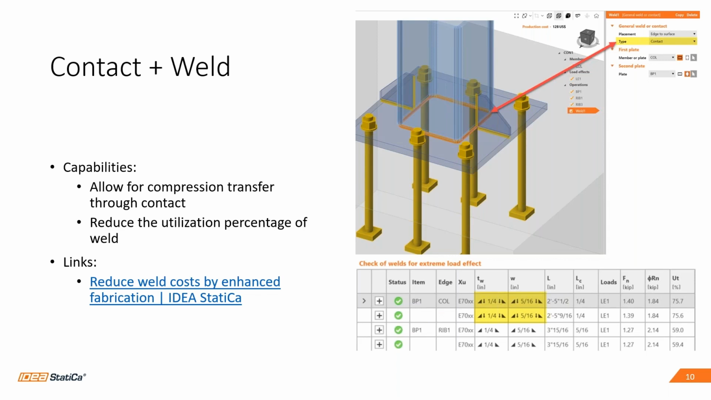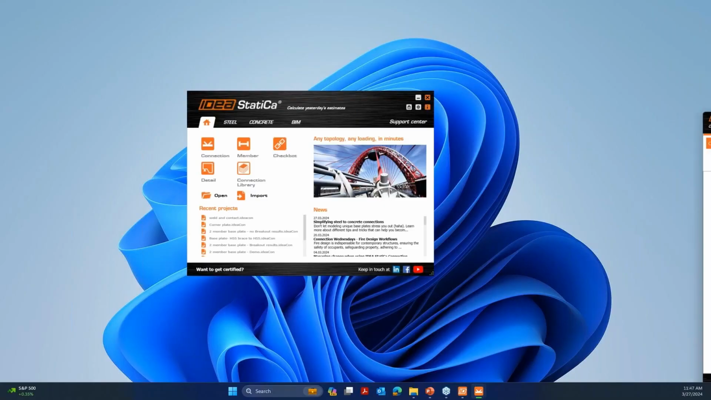Now we'll just move on to a quick model to show you how you could start from a model not passing your welds, and then add that additional contact operation.